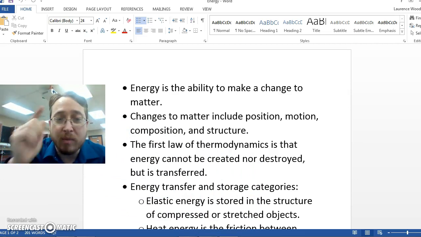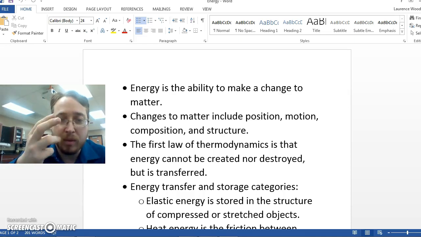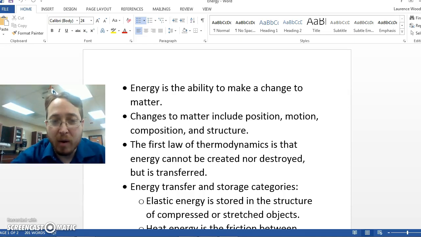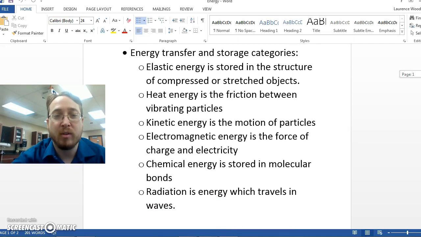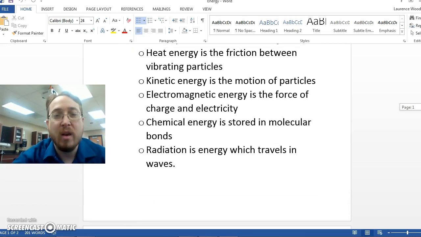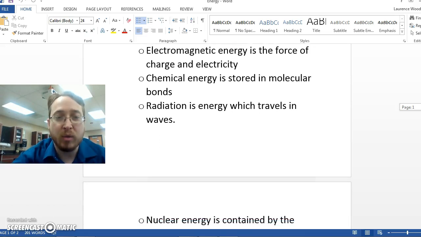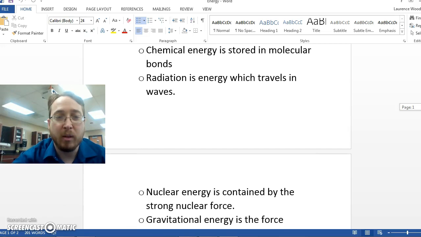Anyway, energy is the ability to make a change to matter, and changes to matter include position, motion, composition, and structure. The first law of thermodynamics is that energy cannot be created nor destroyed, but it is instead transferred. And energy transfer and storage categories include elastic energy, which is stored in the structure of compressed or stressed objects, heat energy, which is the friction between vibrating particles, kinetic energy, which is the motion of particles, electromagnetic energy, which is the force of charge and electricity. Chemical energy is stored in molecular bonds.